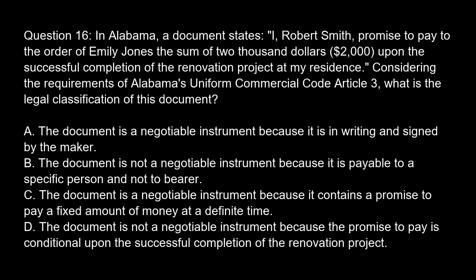Option A. The document is a negotiable instrument because it is in writing and signed by the maker. Option B. The document is not a negotiable instrument because it is payable to a specific person and not to bearer. Option C. The document is a negotiable instrument because it contains a promise to pay a fixed amount of money at a definite time. Option D. The document is not a negotiable instrument because the promise to pay is conditional upon the successful completion of the renovation project.